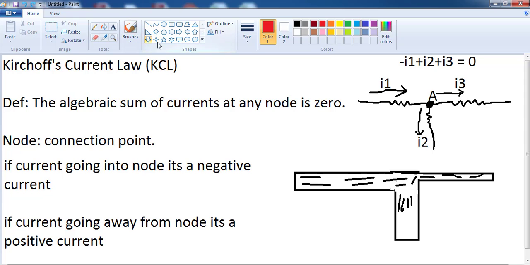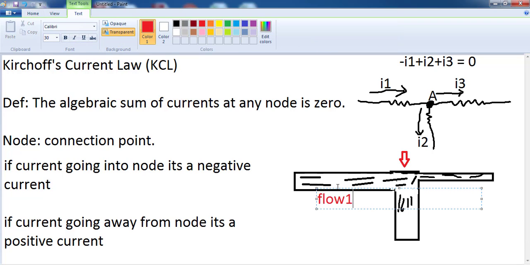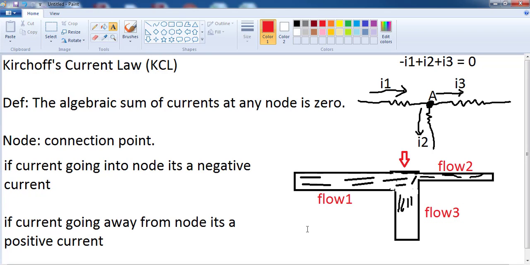Let's say this connection point we call a node, and some of the water goes through this way and some of it goes down. But the main point is that the sum of these two splitting flows is equal to the water coming here. Let's say this one is flow 1, and this one flow 2, and this one going down is flow 3.